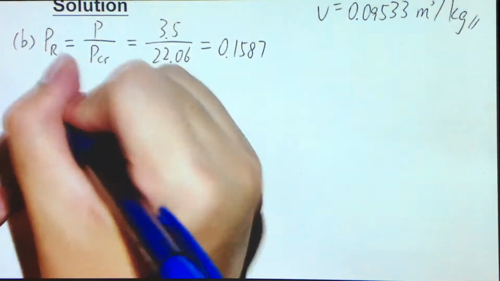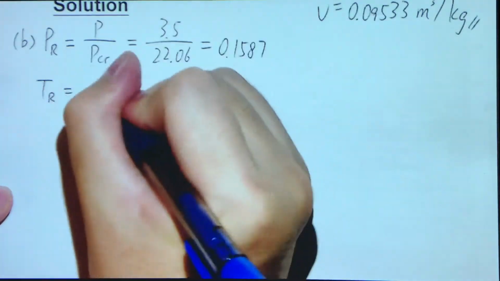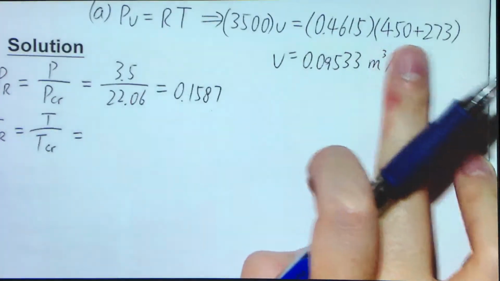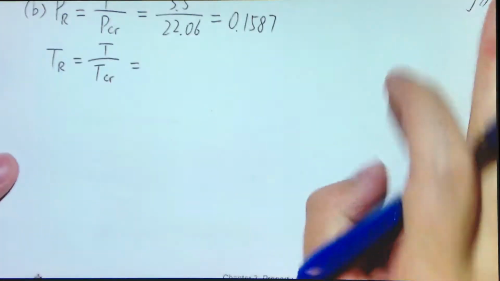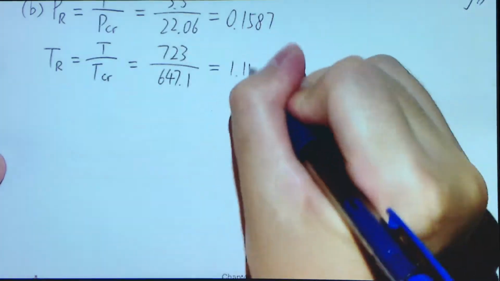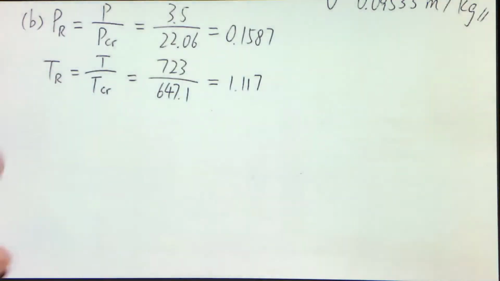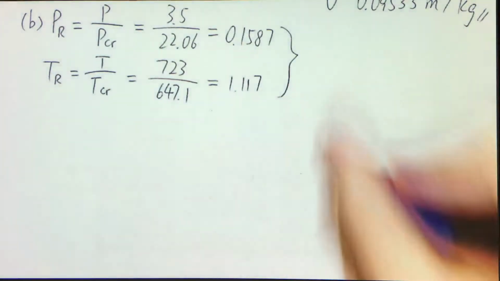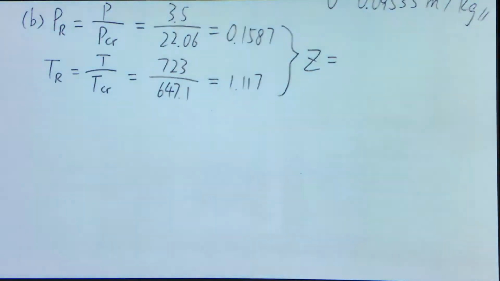How about the reduced temperature? The reduced temperature is similar. Note that 450 plus 273 is 723. So we have 723 divided by 647.1, equal to 1.117. And we need to use these two values to find out the compressibility factor. How can we find that?